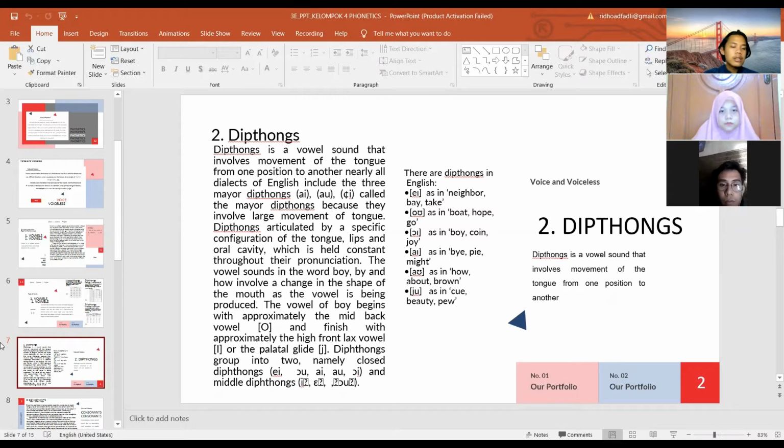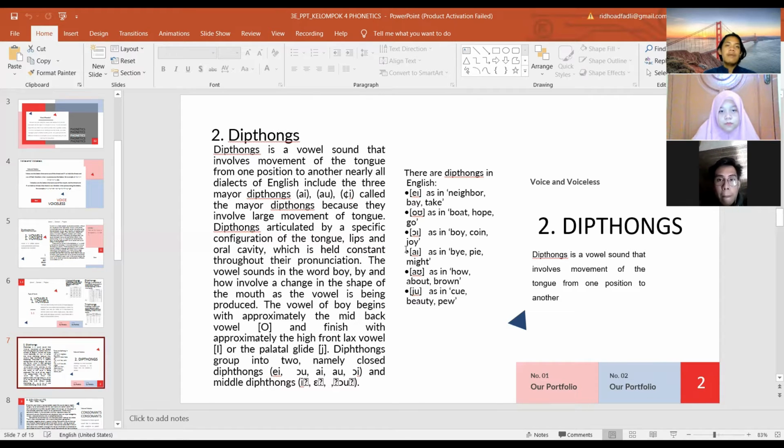Number 2 is long vowel monophthongs. Most of the monophthongs in English are commonly known as long vowels, which are usually produced when a vowel is followed by one or more consonants in a syllable.